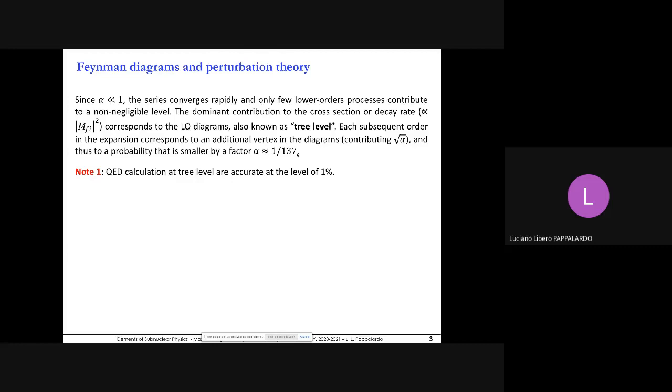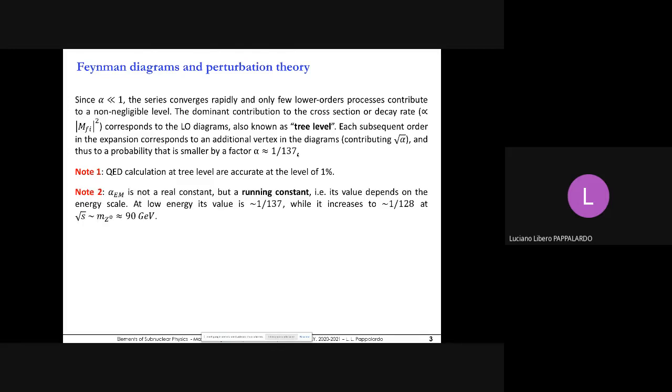And in practice, QED calculations at tree level, so at leading order, are already accurate at the level of 1%. So you already make very, very reliable predictions if you stop your expansion at the leading order, at the very first level.